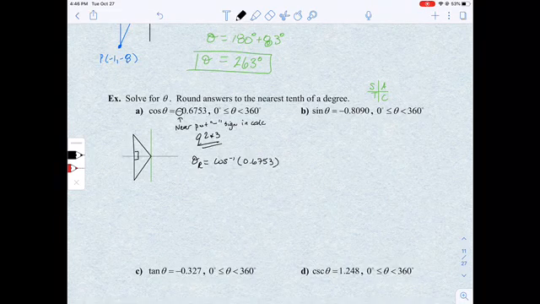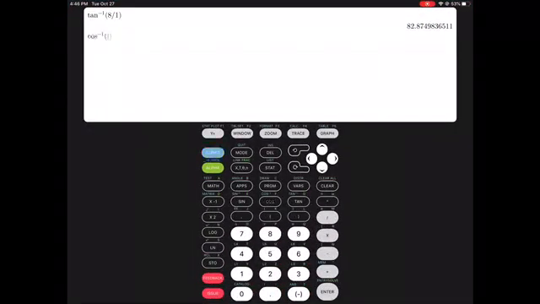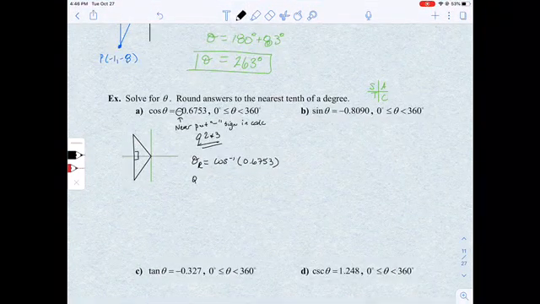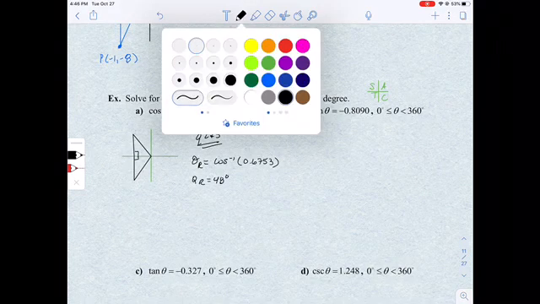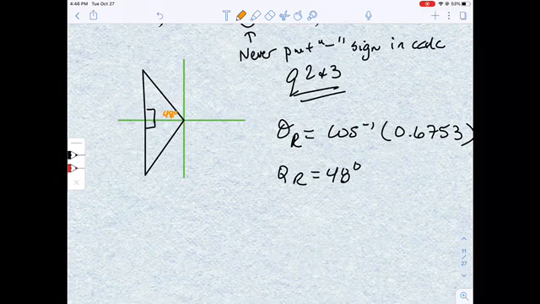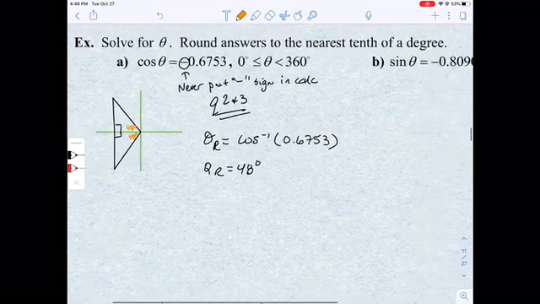So if I do that with my calculator, this is the last one I'll show you with my calc, I would go second function cosine of 0.6753, and I get 47.48 degrees. So I know that my reference angle is 48 degrees. So that means this little angle right here is 48 degrees, and this little angle right here is 48 degrees. So if those two are 48 degrees, then I need to find what is actually theta.